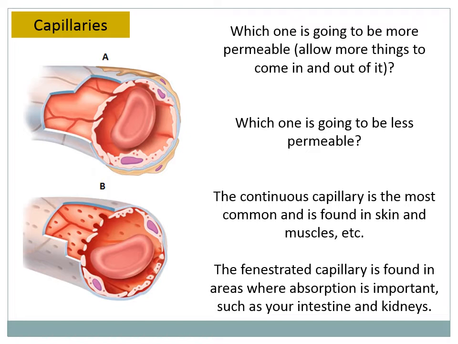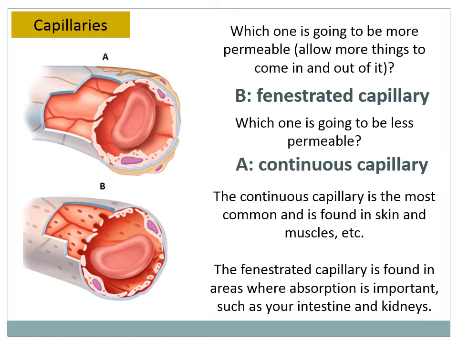So we know that we have this A and B. A is going to be that continuous capillary. B is going to be that fenestrated capillary. Which one of those capillaries is going to be more permeable, or allow more things to come in and out of it? And that's going to be your fenestrated capillary, because there's pores in it. It's easier to get things in and out of something that has holes in it than something that doesn't. Okay, which one would be less permeable then?